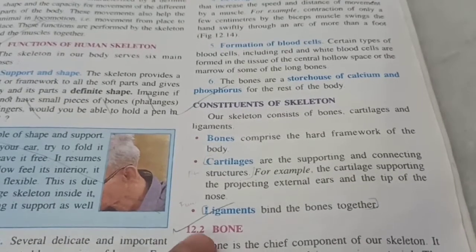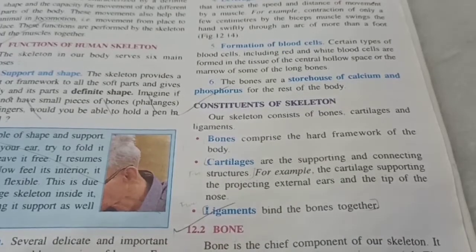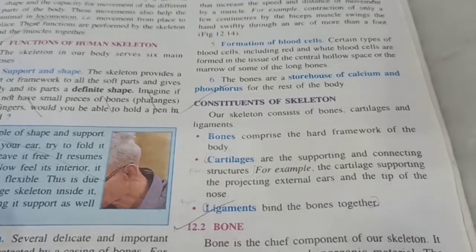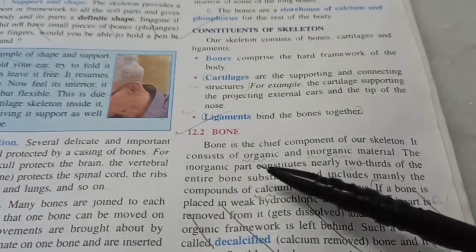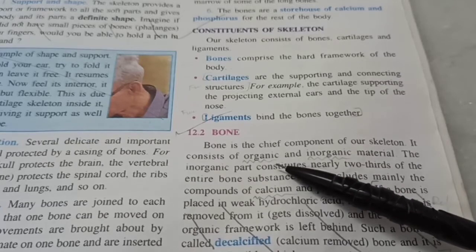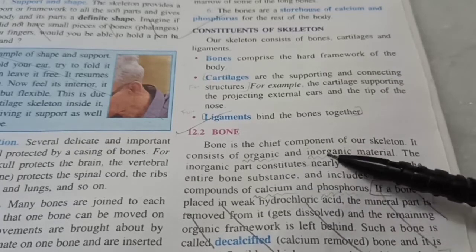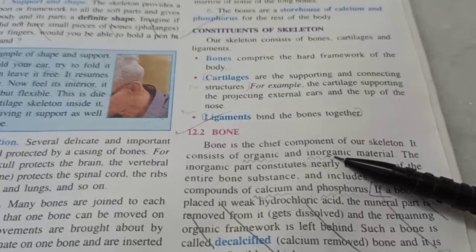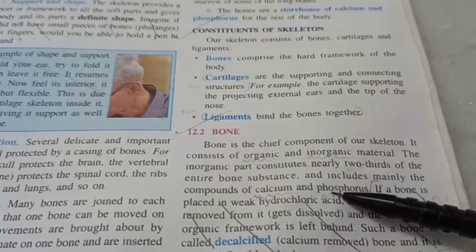And finally, we have ligaments, which bind the bones together. So remember, ligaments bind bones together and tendons bind muscles to bones. Now let's study the structure of a bone. It consists of both organic and inorganic material. When we say organic, it means carbon-containing compounds, mostly living. Inorganic material means minerals. Minerals like calcium and phosphorus.